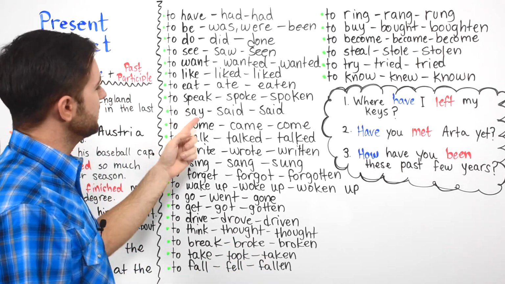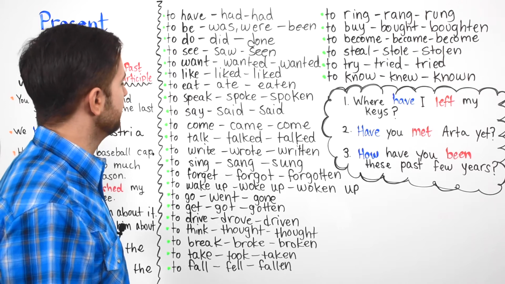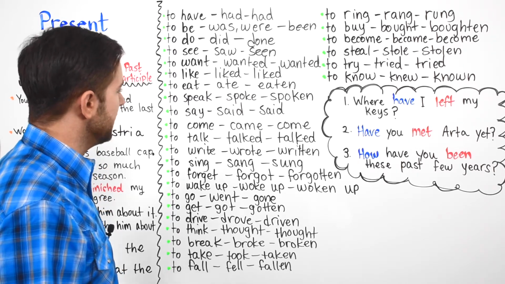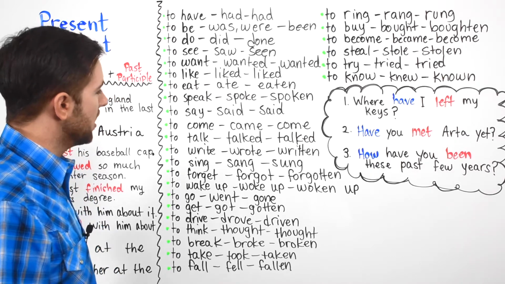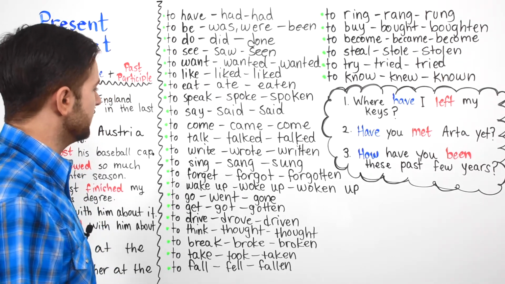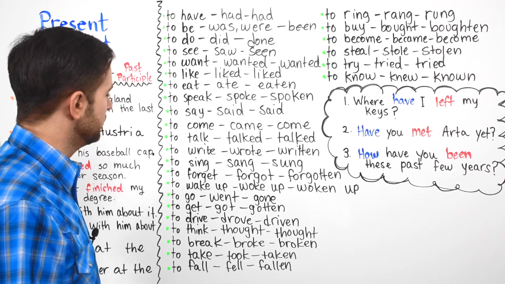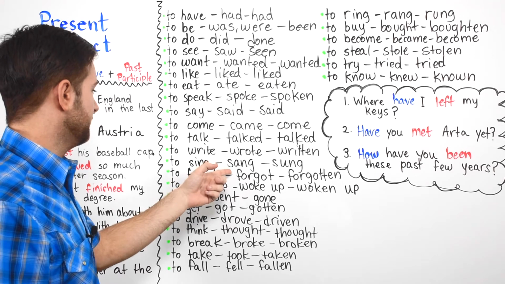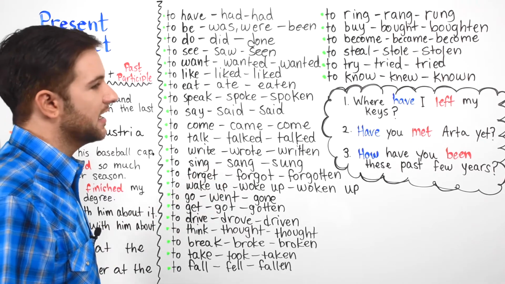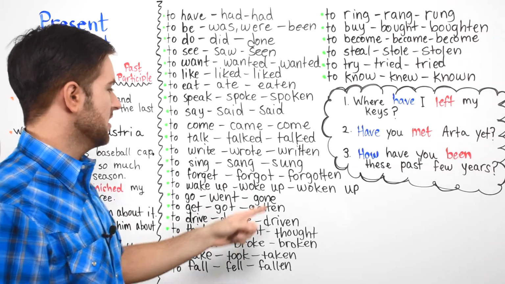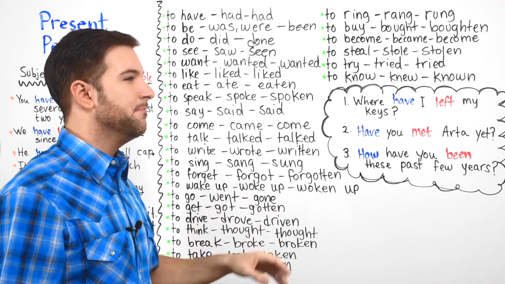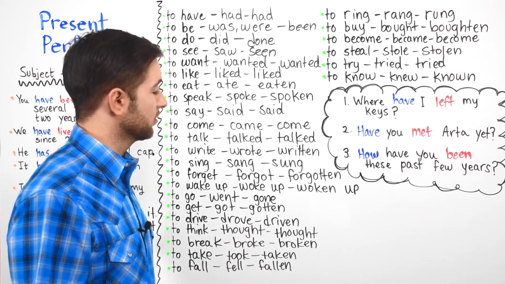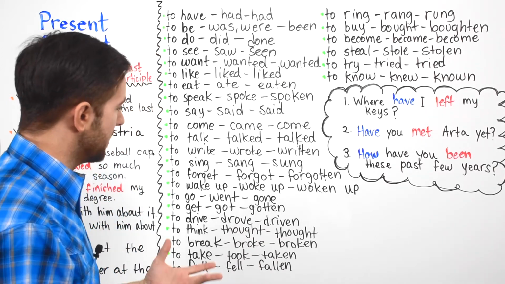Then we have to speak. Spoke, spoken. To say, said, said. To come, came, come. To talk, talked, talked. To write, wrote, written. To sing, sang, sung. Okay, for example, she sang such a beautiful song. Okay, the artist has sung many popular hits over her career or throughout her career.